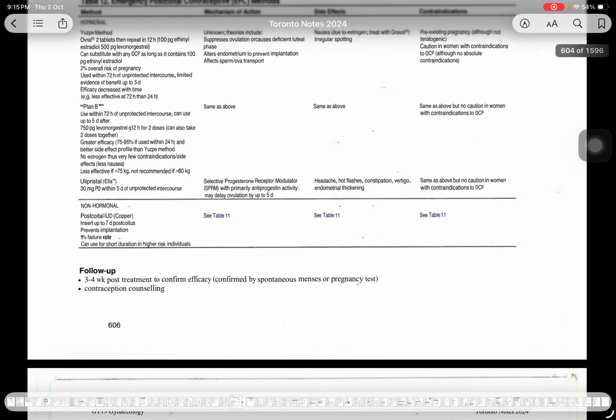Non-hormonal ones are the copper IUD, inserted within 7 days post-coital, which prevents implantation. 1% failure rate, can use for short duration if high risk individuals. Follow-up is 3 to 4 weeks post-treatment to confirm efficacy, confirmed by spontaneous menses or pregnancy tests. So let's say you have done emergency contraception for a patient, now after 3 to 4 weeks, if there's no menstrual cycle, they need to repeat their pregnancy test, and contraception counseling should be done.